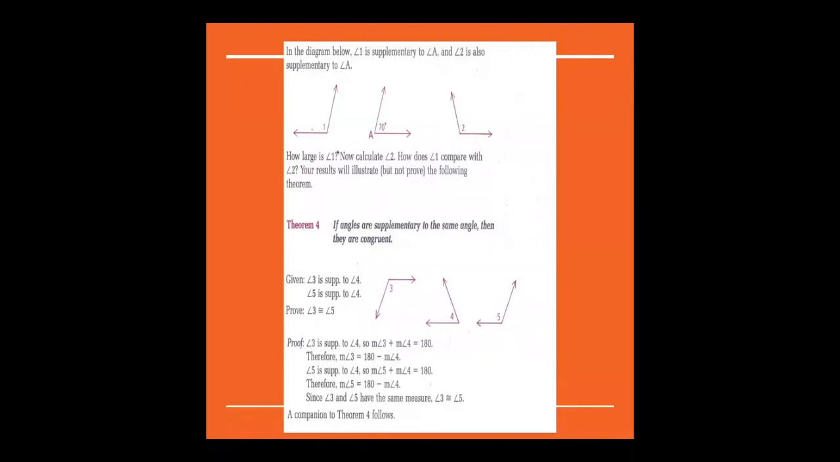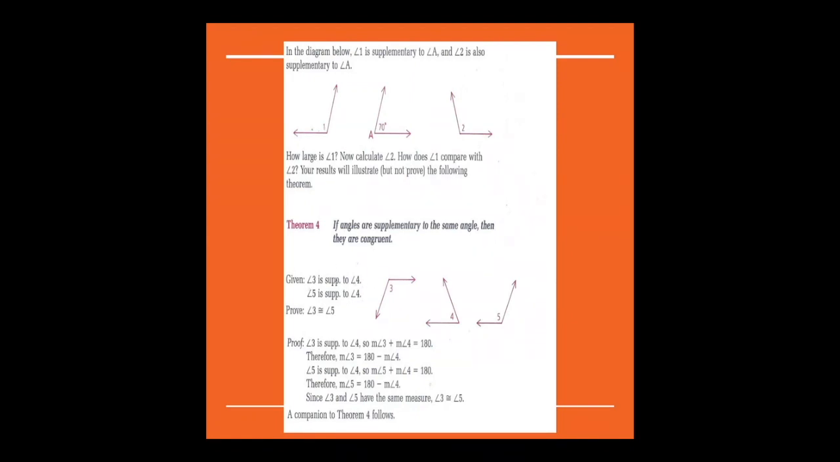Angle 1 is congruent to angle 2 because they both equal 110 degrees and are both supplementary to angle A. Here's our theorem number 4. If angles are supplementary to the same angle, then they are congruent. This is why angle 1 and angle 2 are congruent.